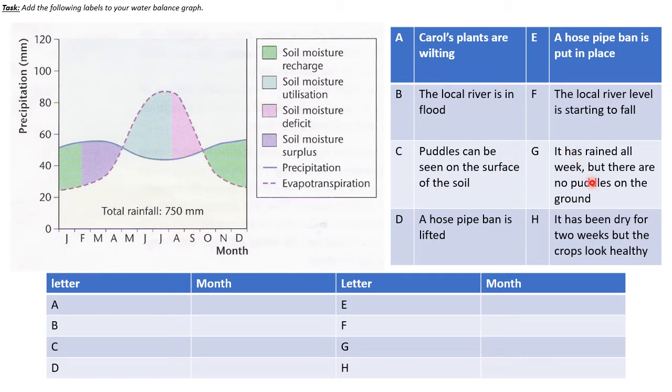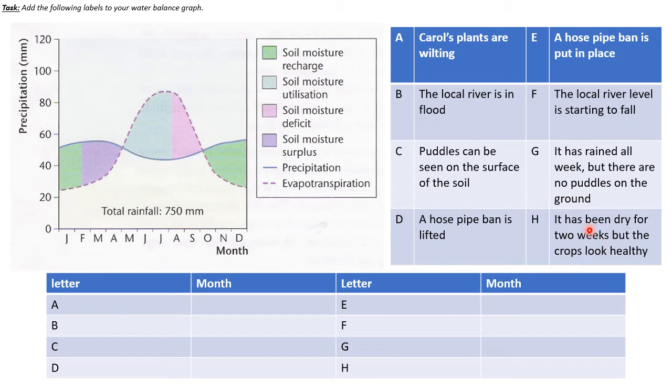It's rained all week, but there are no puddles on the ground. So for this one, I'm thinking, well, hang on, if it's rained all week, precipitation's obviously getting higher, but there aren't any puddles on the ground, means that the water's infiltrating into the soil. So that would suggest that it's during the recharge. So October through to sort of February on this one. And this one, it's been dry for 2 weeks, but the crops look healthy.